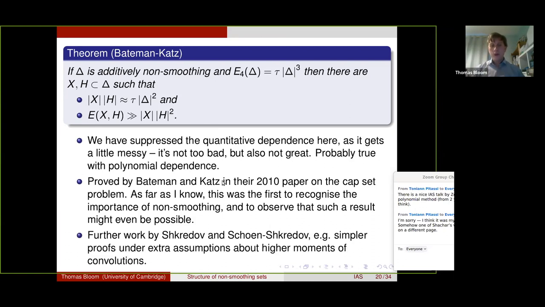So further work on this Bateman-Katz type theorem has been done by Shkredov and a paper of Schoen and Shkredov, where they prove a lot of similar results. In particular, if one has additional hypotheses, let's say the L3 norm of the convolution is also controlled, then in fact there are quite simple proofs of this kind of structural decomposition. So if you're interested in this kind of statement, I highly encourage investigating the papers of Shkredov and of Schoen and Shkredov.